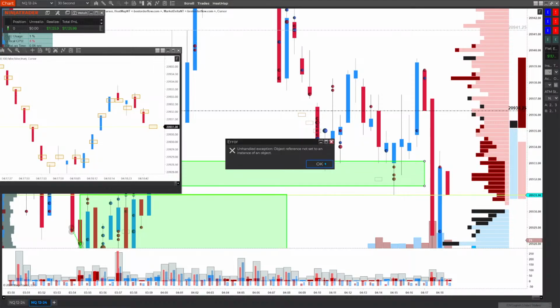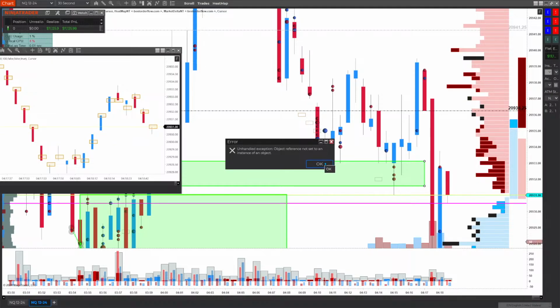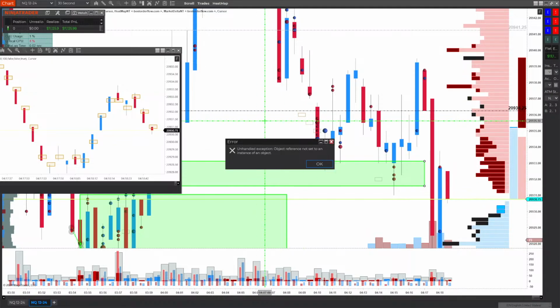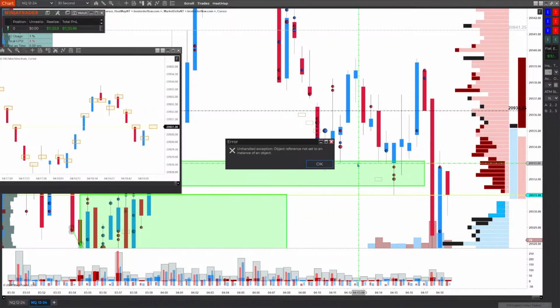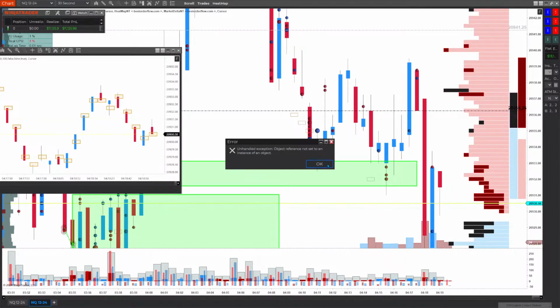Here we go. So I need to close it. What I'm going to do is close it and restart the Ninja because it's giving me this platform error. Unhandled exception, object reference not set.